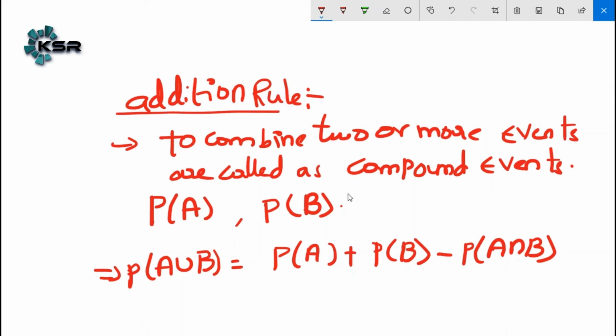To combine two or more events is called compound events. Let's assume probability of A is one event, probability of B is another event. Probability of A union B is equal to probability of A plus probability of B minus probability of A intersection B. That is the main formula for the addition rule. Why do we need to subtract the A intersection B?